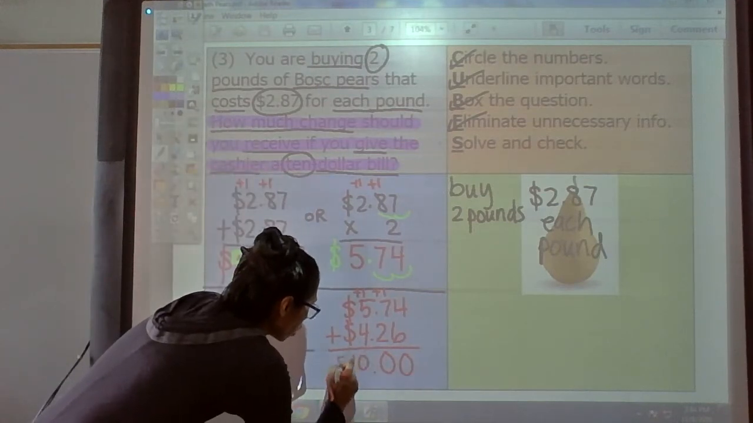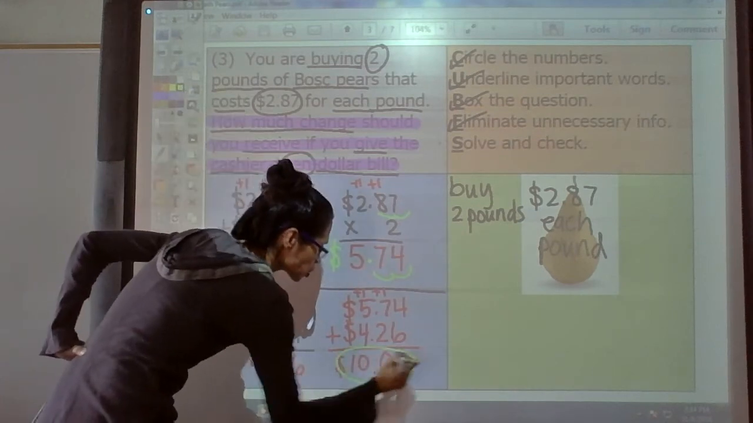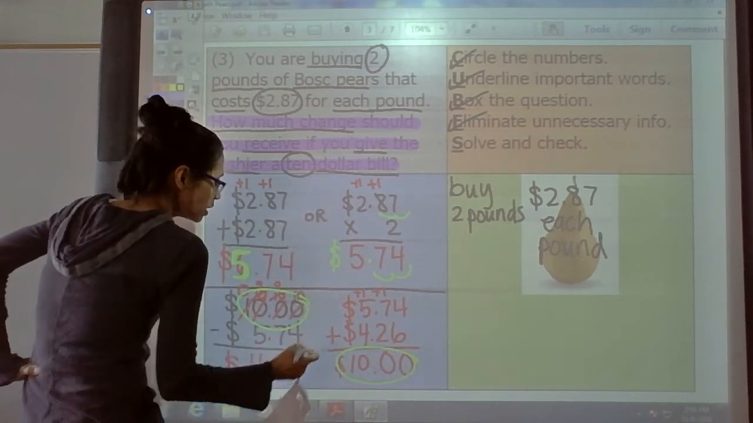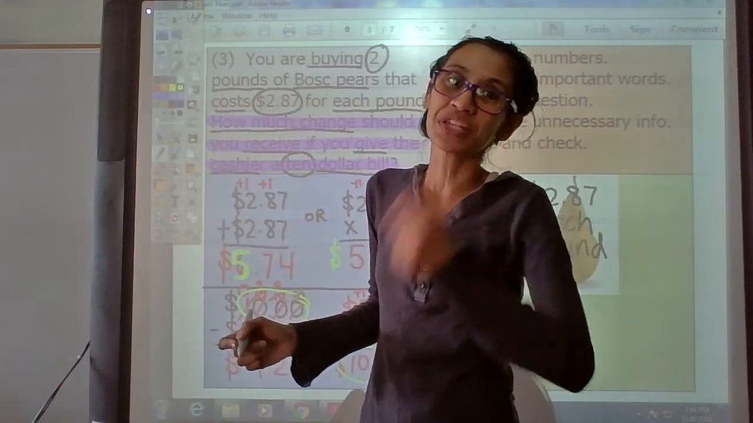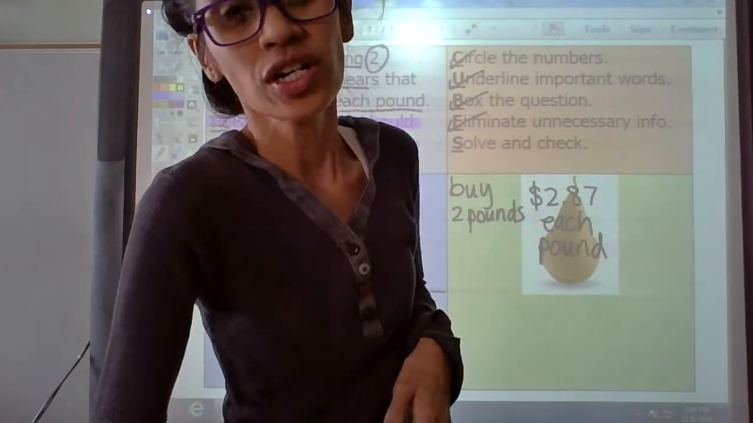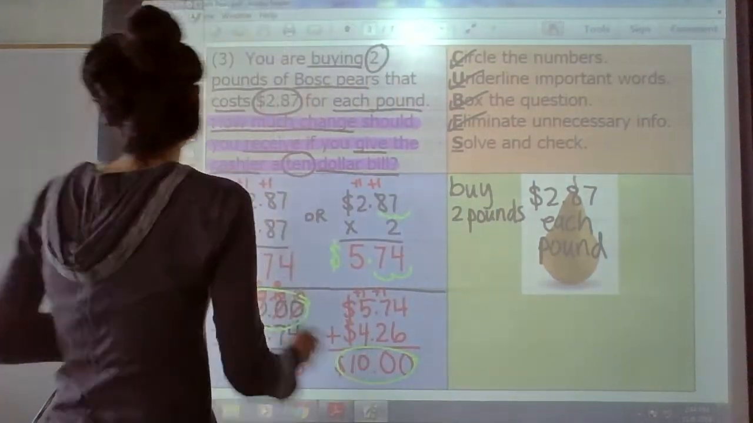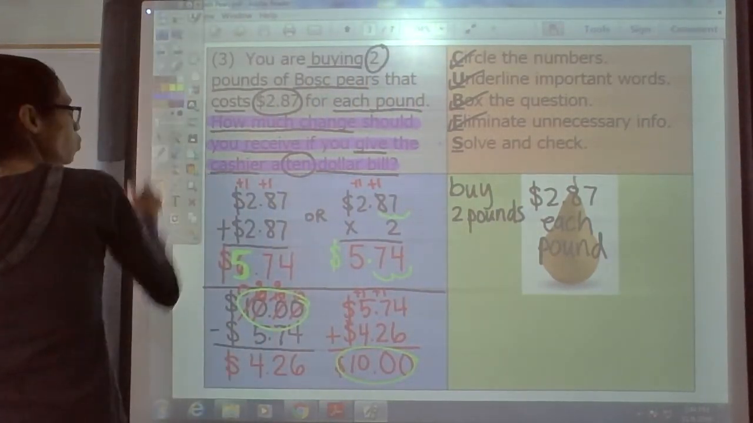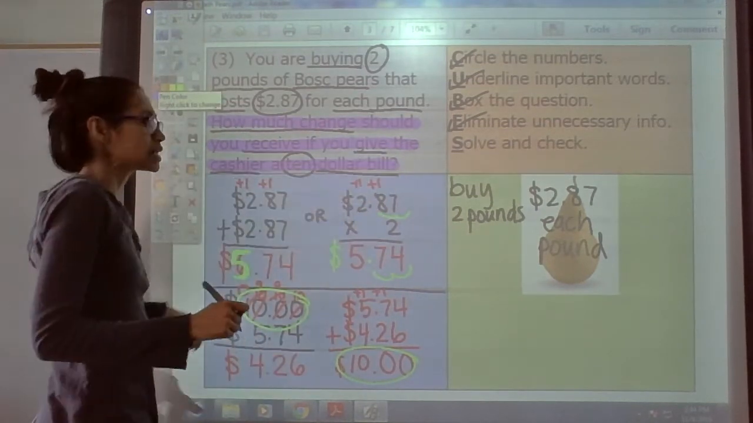Right there. Oh, guess what? Yes! You see that $10 right there? You know you got it right when it matches up like that. Only thing left to do is write the answer. So right here where it says solution, we are going to write our sentence down right there. What is the answer for this problem? How much change should you receive?